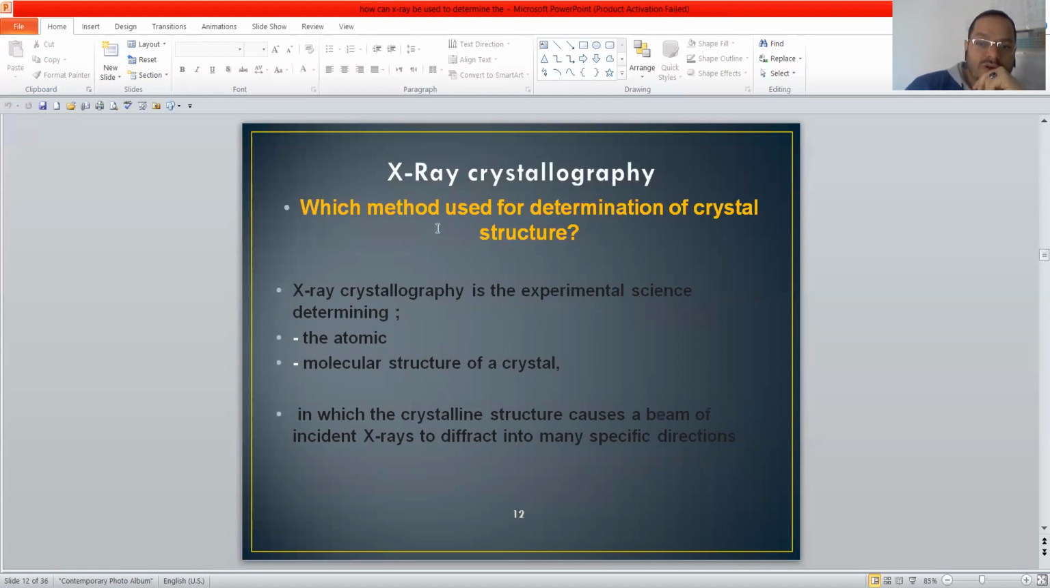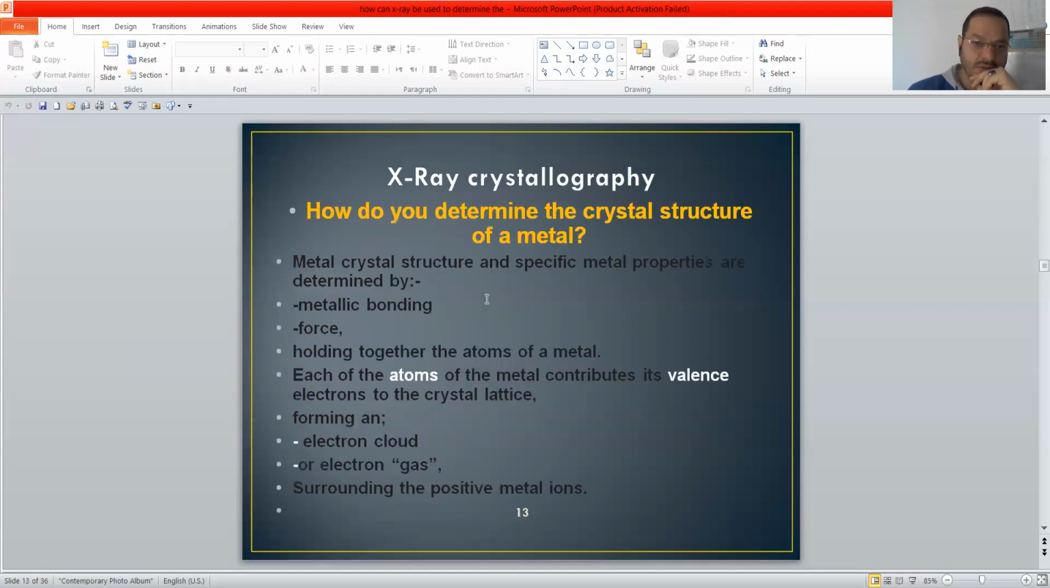Which method is used for determination of crystal structure? X-ray crystallography is the experimental science of determining the atomic and molecular structure of a crystal. Like I said before, we focus on these two things, the atoms and the molecules. In it, the crystalline structure causes a beam of incident X-rays to diffract into many specific directions.